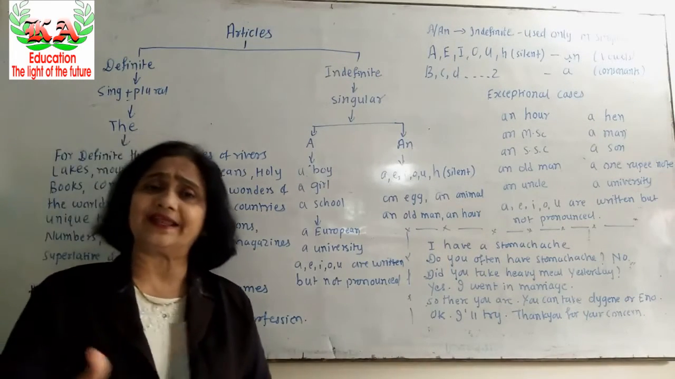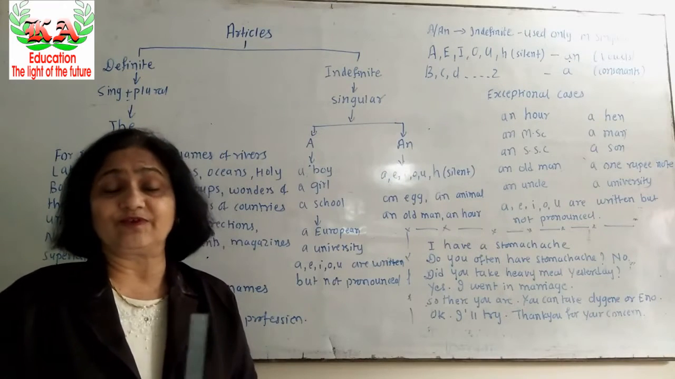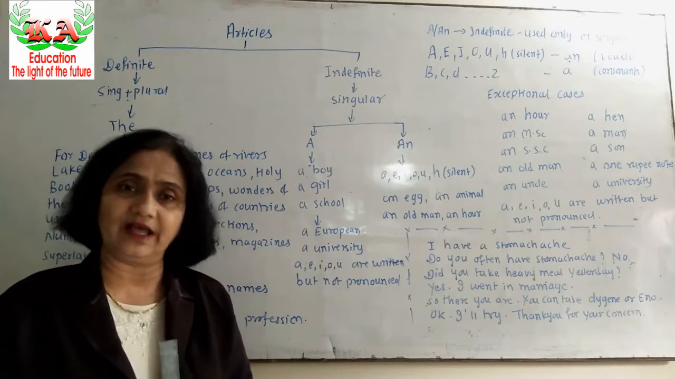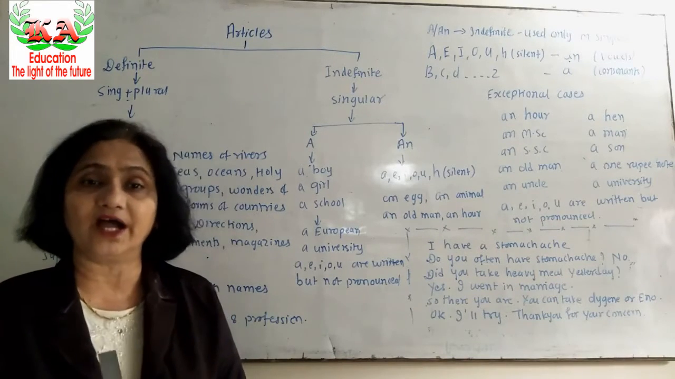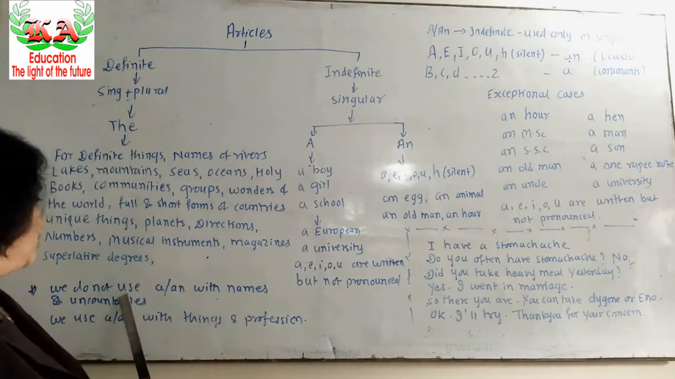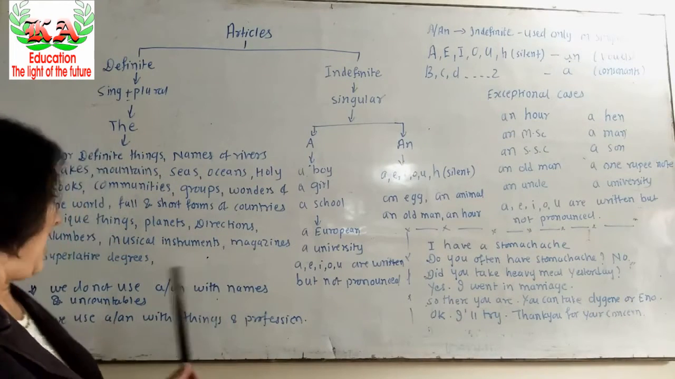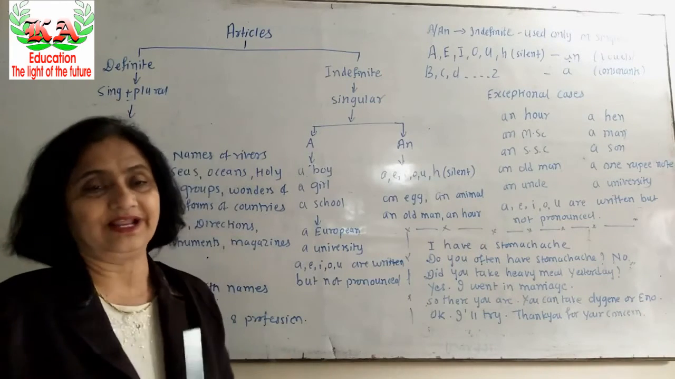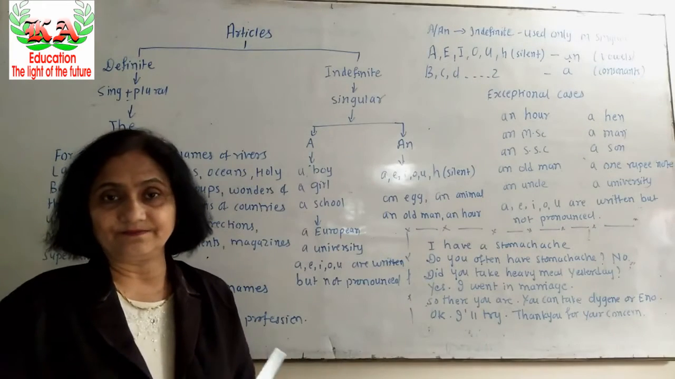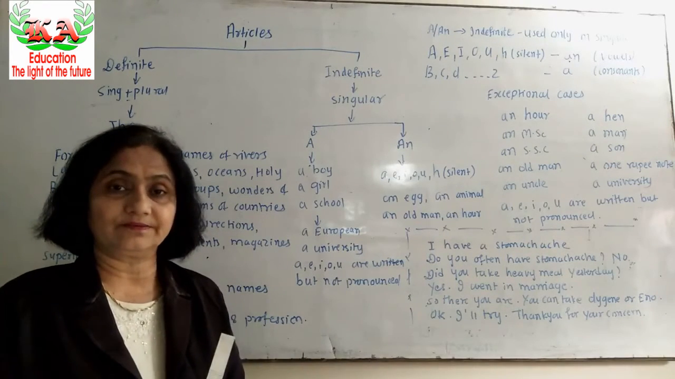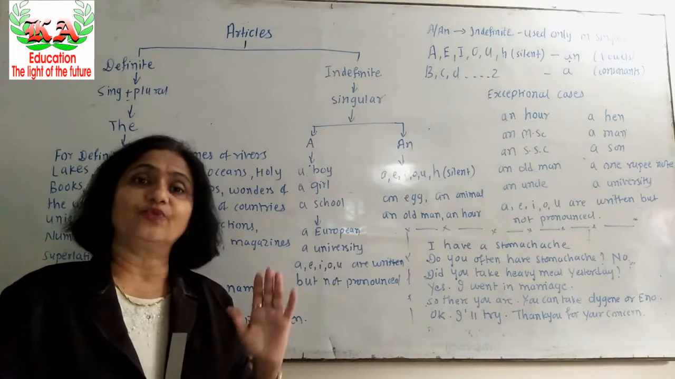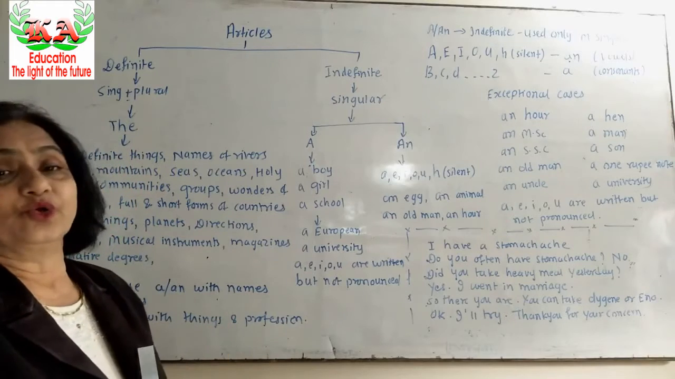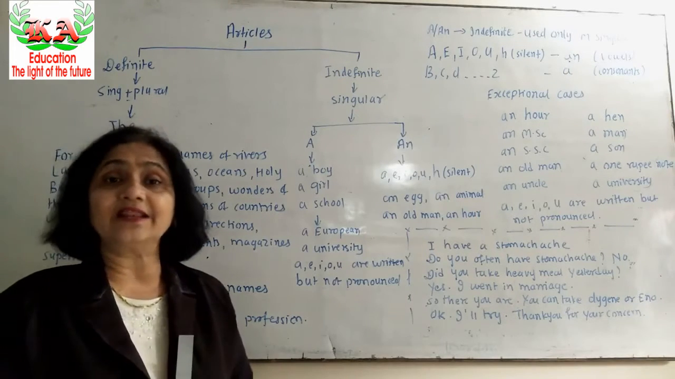With uncountables, that is the things which we cannot count. There is a water in the pond. We can't say that. There is water in the pond. There is some milk in the jug. So what we have to remember, we do not use a and an with names and uncountables. But we use a and an with things and profession. That is a chair. He is a doctor. I am a teacher. So with the things and profession, we use a and an. So that is all about our a and the.